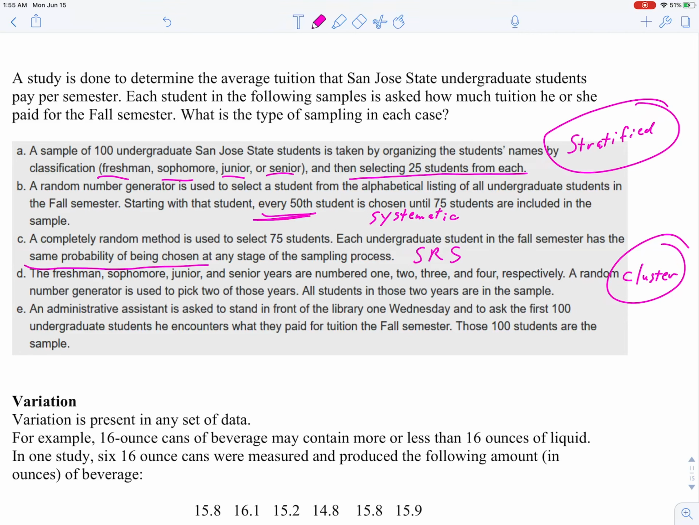Part E. Say an administrative assistant is asked to stand in front of the library one Wednesday and ask the first 100 undergrad students he encounters what they paid for tuition in the fall semester. Those 100 students are the sample. So that's kind of being lazy, right? That is your convenience sample.